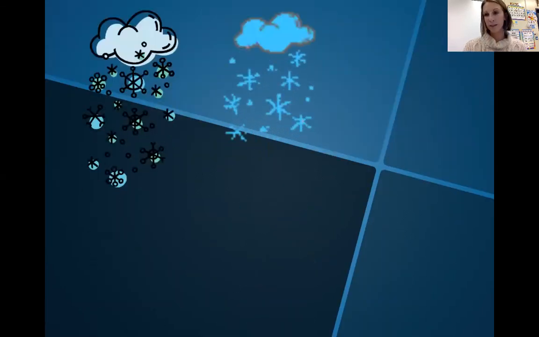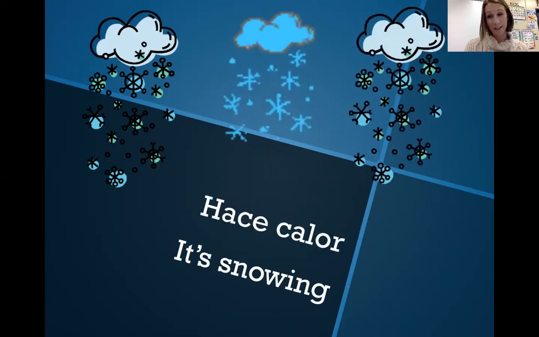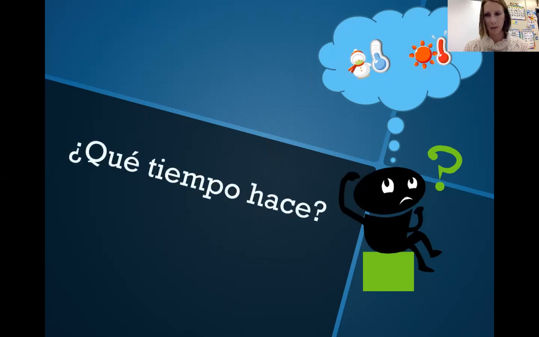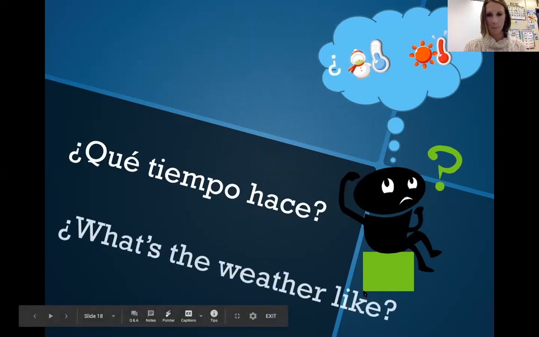Oh, and this is the one that's wrong. Do you remember what it is for real? It's snowing. It's not hace calor. Nieva. Muy bien. And this is the question I'm going to ask you in class, remember? ¿Qué tiempo hace? Or ¿qué tiempo hace hoy? ¿Qué tiempo hace? What's the weather like?